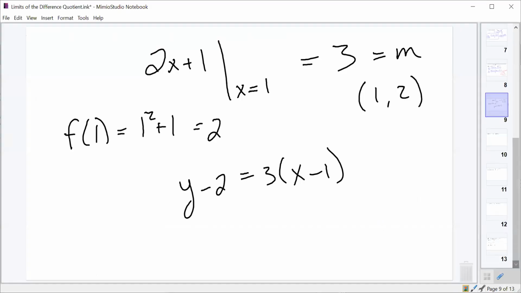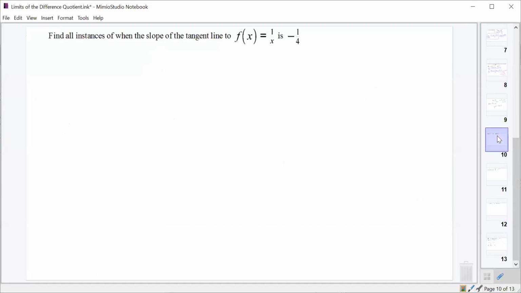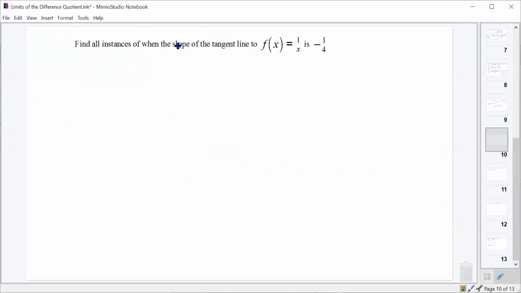Anybody have any issues so far? No? All right, I want you guys to see if you can get this one started. Try and simplify out your limit and your difference quotient on your own and see what you get. And I'll give you guys a couple minutes to do that, and then we'll talk about it.